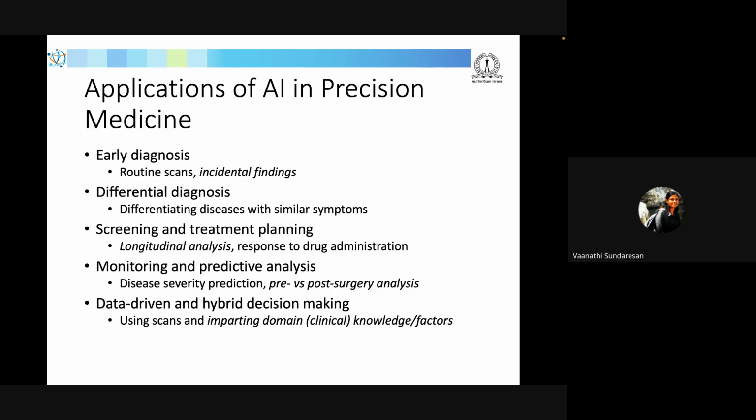Data driven and hybrid decision making. So this can be useful when there are multiple factors, right?